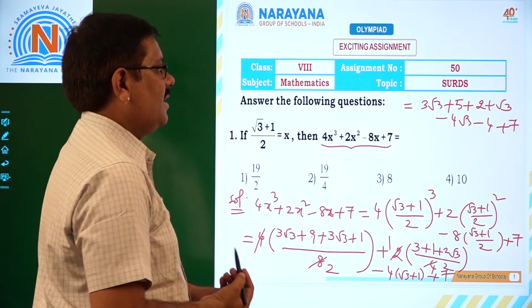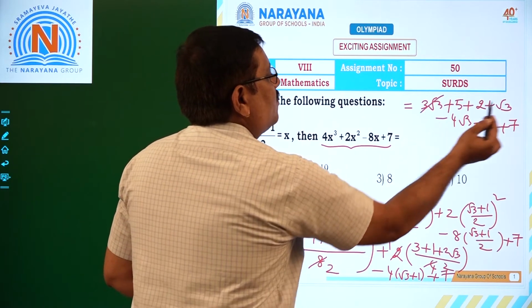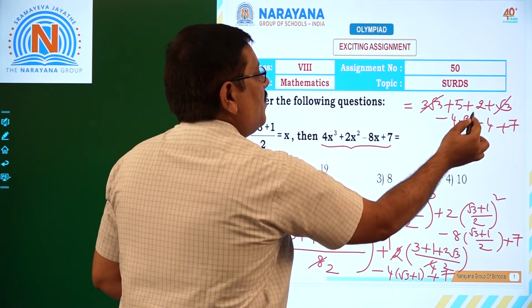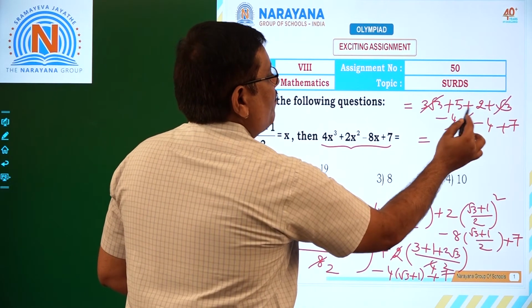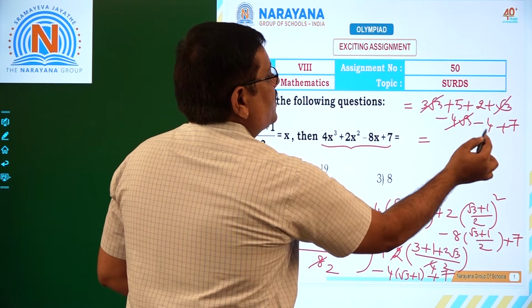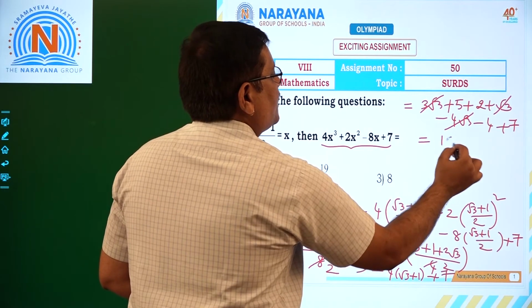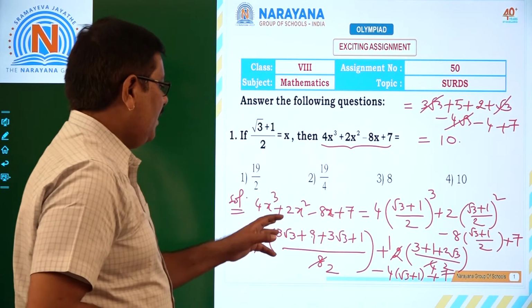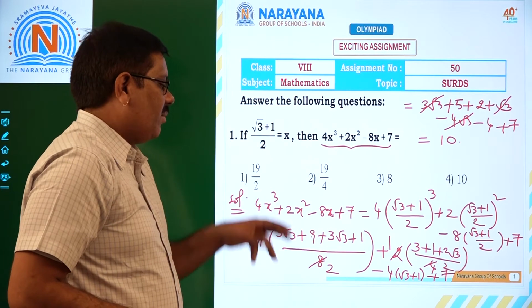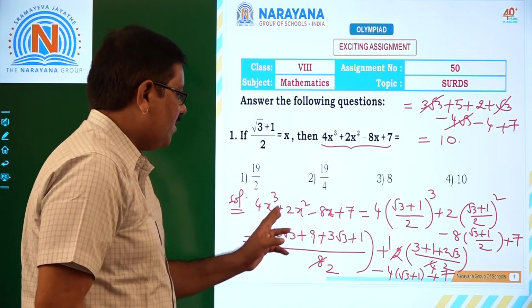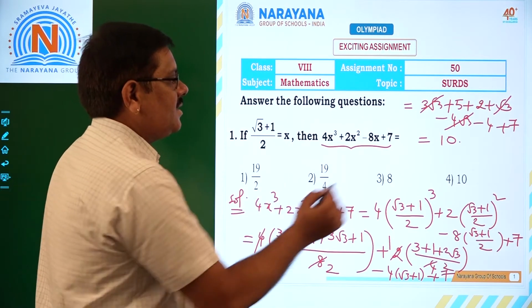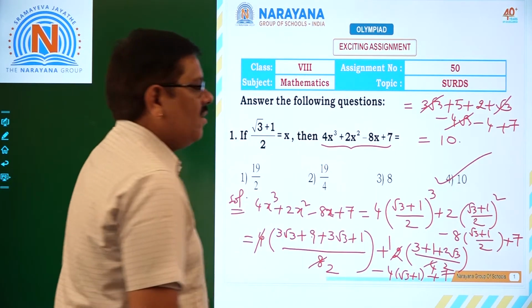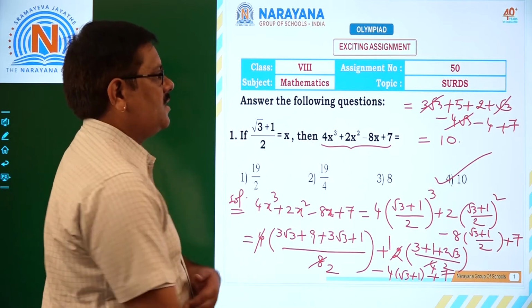Any cancellation? Let us see. 3 root 3 plus root 3, that is 4 root 3. 4 root 3 minus 4 root 3, both will cancel. Next we have 5 plus 2, 7. 7 minus 4, that is 3. 3 plus 7, that is 10. So finally, if x is (root 3 plus 1) by 2, the value of 4x cube plus 2x square minus 8x plus 7 is giving you the result as 10. That is nothing but the fourth option. Okay. Now let us see the next question.